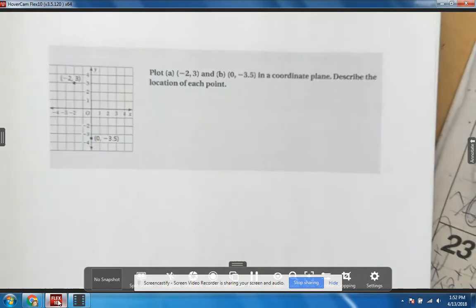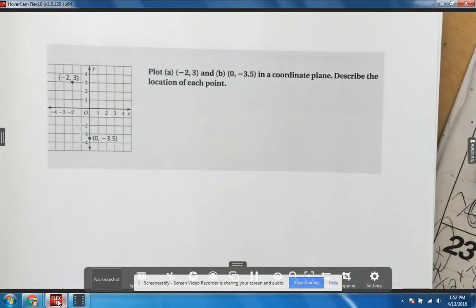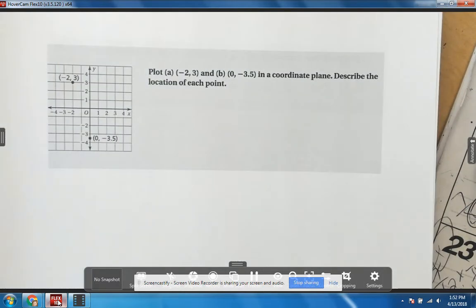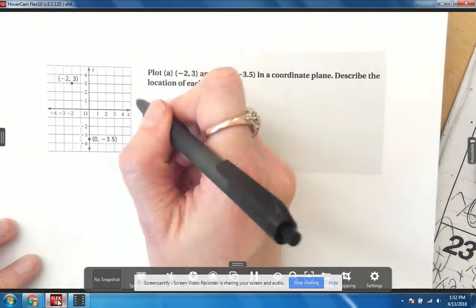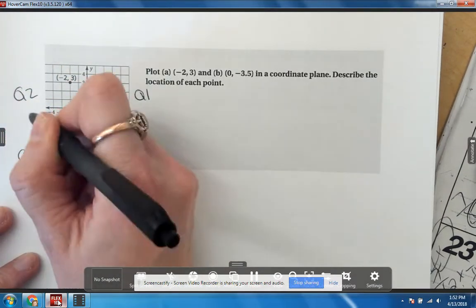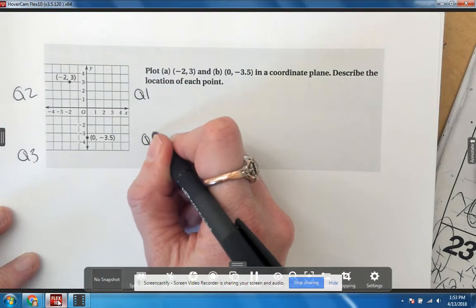So for this one, it says plot A, negative 2, 3, and plot B, 0, negative 3.5, in a coordinate plane. Describe the location of each point. So they already put these on there, so I'm not quite sure where it's telling us to pause it, but they're asking us what quadrant it is in. So this is what we did on the first page. So this is quadrant 1, and then it goes counterclockwise. So they're just asking us what quadrant did these end up in.